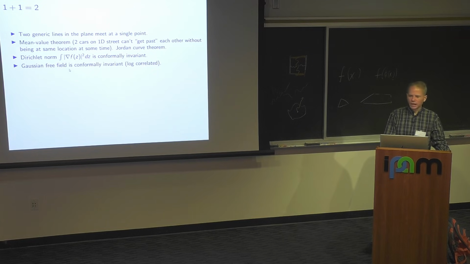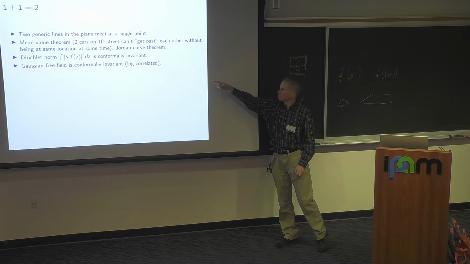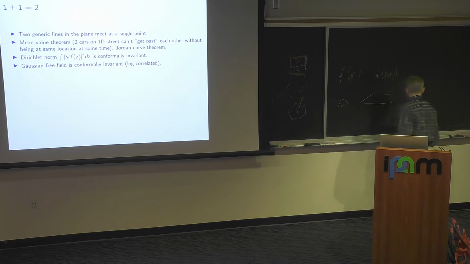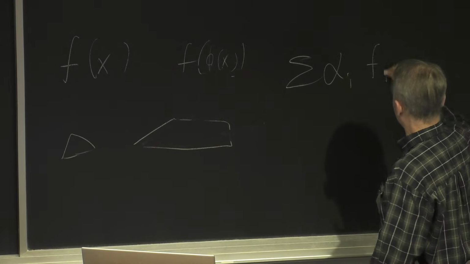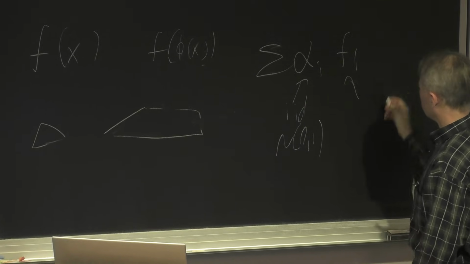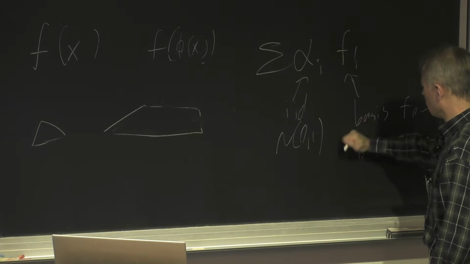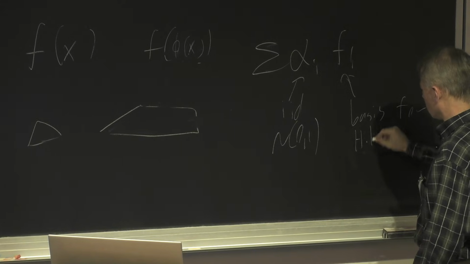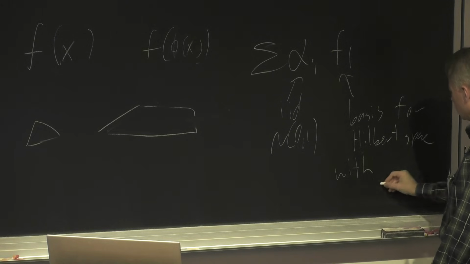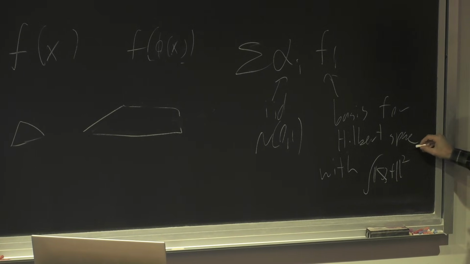There's also this object called the Gaussian free field, where you basically take an orthonormal basis with respect to this Dirichlet inner product, and then you sum an IID Gaussian times each element of that basis. So, sum of alpha_i f_i, where these alpha_i are IID normal 0, 1, and these f_i are a basis for the Hilbert space with the Dirichlet energy, so integral of gradient of f squared norm.